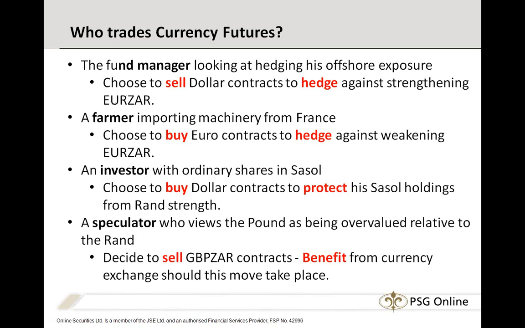Or a farmer that is importing machinery from France might want to buy some euro contracts to hedge against a weakening Rand exchange rate. Or an investor that wants to hedge himself with Sasol. You think the oil price is going to fall out of bed, so you want to hedge your position there. But obviously, you're either going to be a hedger or a speculator. Those are the 2 main groups that we talk about when we talk about currency futures. A speculator is someone who wants to take advantage of a price movement. You anticipate the Rand is going to get stronger or weaker, and you want to benefit from that move.